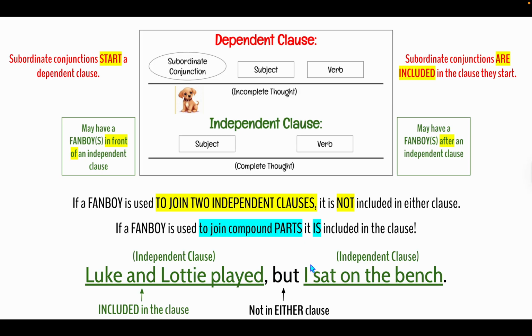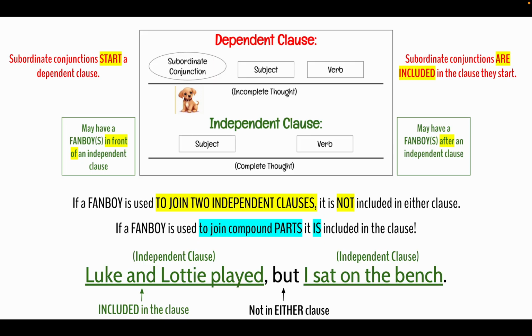The problem is if your child thinks that this fanboy, this coordinate conjunction, is technically a part of the clause after it, they're going to be confused and they're going to be like, okay, "but I sat on the bench," that leaves me hanging. So the distinction is, if I included "but" in this, it would leave me hanging, but I don't include it because it's a fanboy.